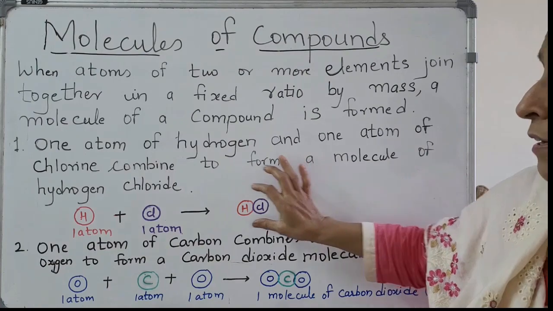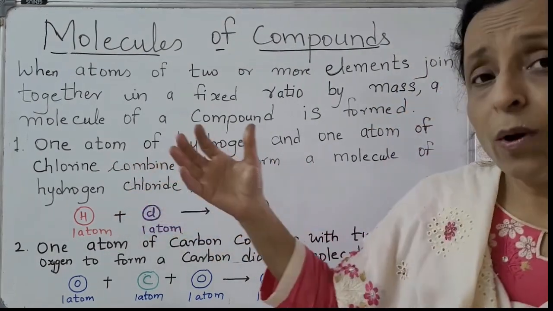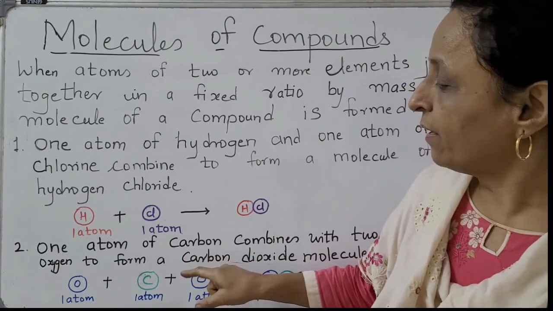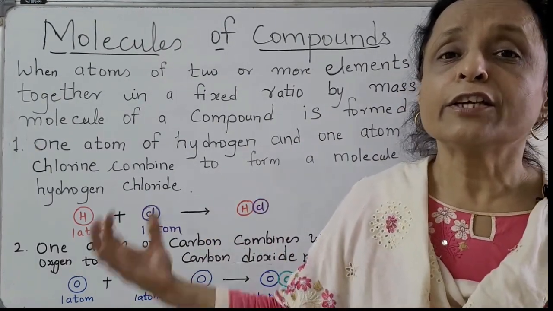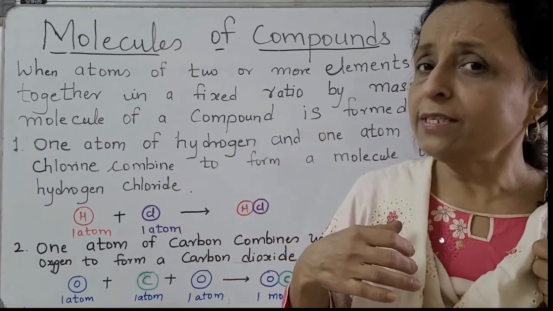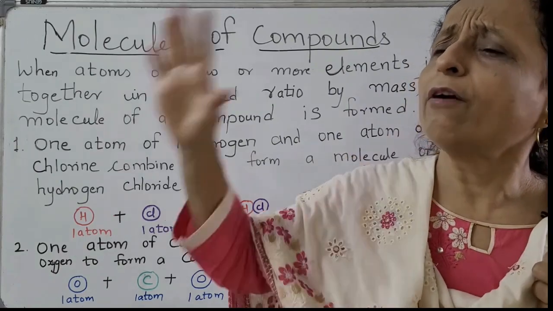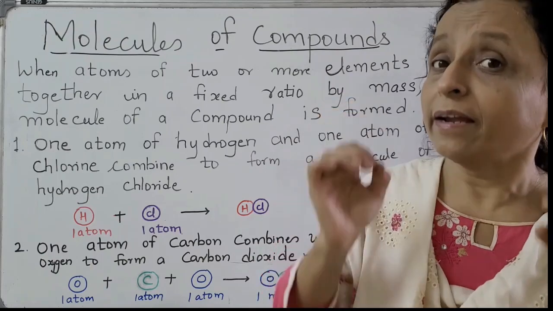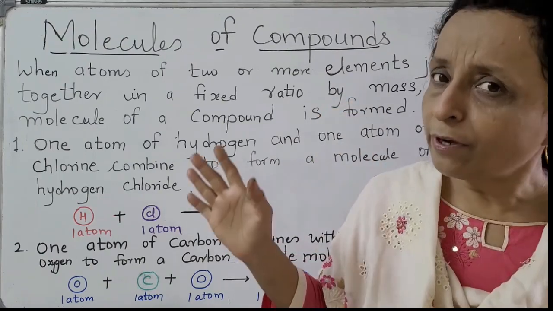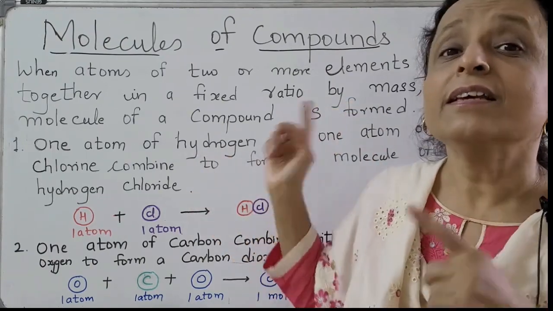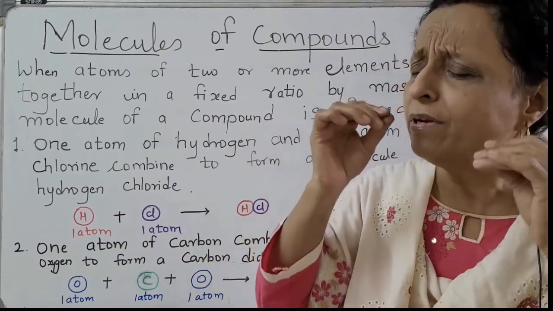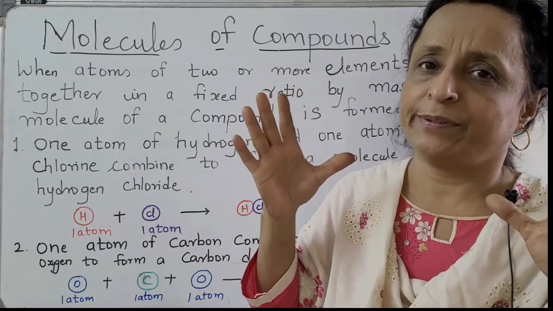Now here only one hydrogen and one chlorine have formed hydrogen chloride. But here carbon has taken two. So now you will see that a number of compounds will be formed. Atoms are like the alphabet, they form a number of words. In the same way, the atoms of these elements will form a number of compounds.